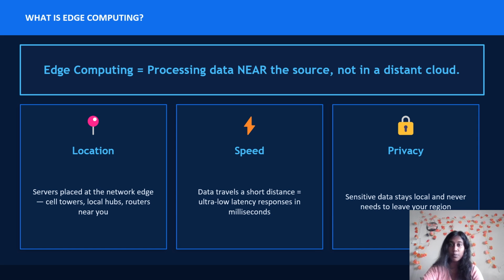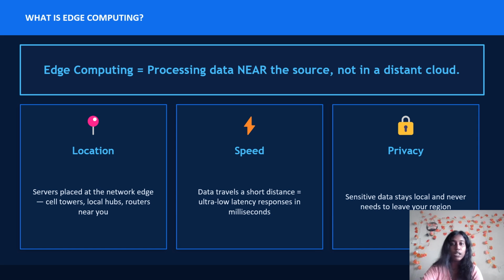So, what is edge computing? Edge computing is processing data near the source and not in a distant cloud. Instead of sending data across long distances to centralized data centers, edge computing processes information as close as possible to where it's generated, on the device, on a local server, or on any nearby infrastructure.